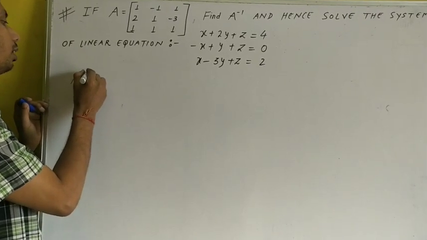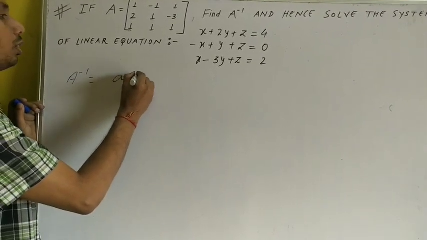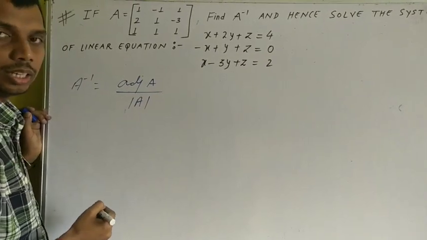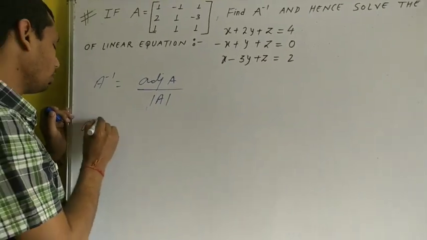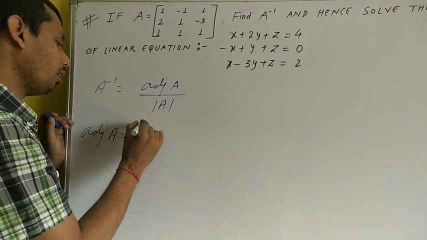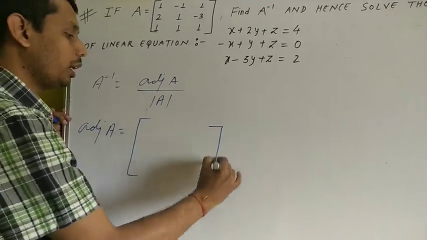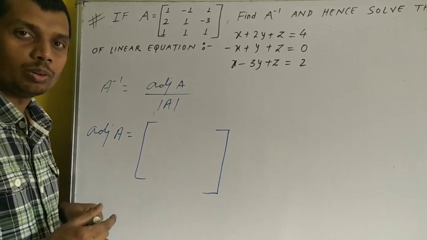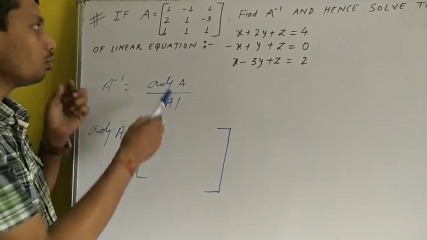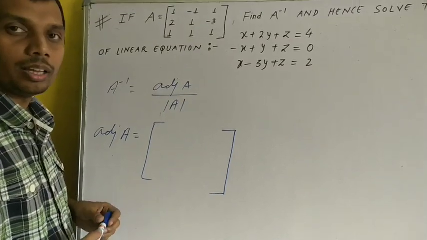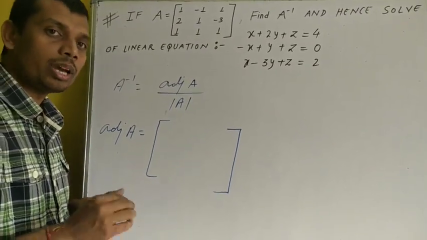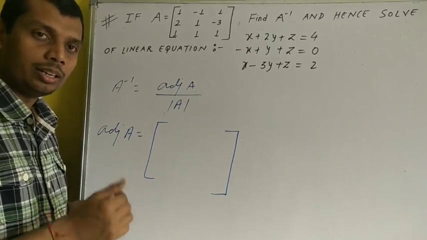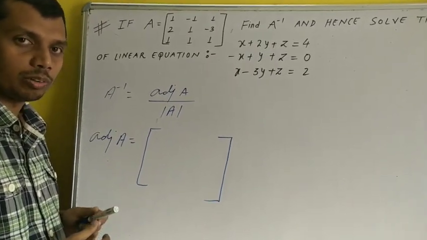We know that A inverse is equal to adjoint A by determinant A. So adjoint A is equal to what? Adjoint A is equal to the transpose of the cofactor matrix of A. So this is the matrix A. Let us determine the cofactor of each of the elements and then we'll take the transpose of that.